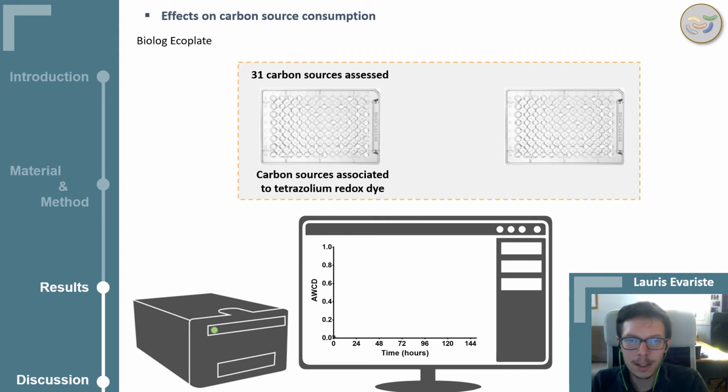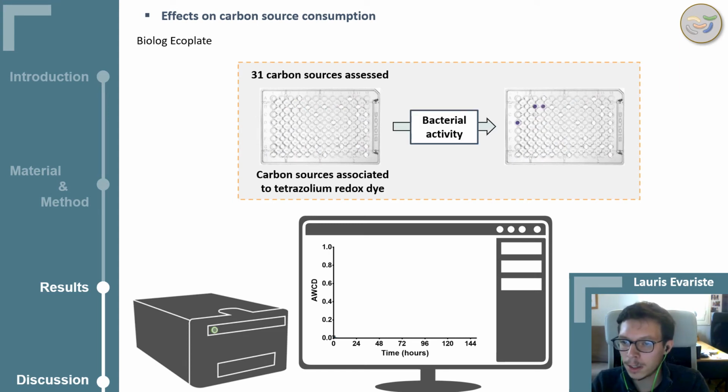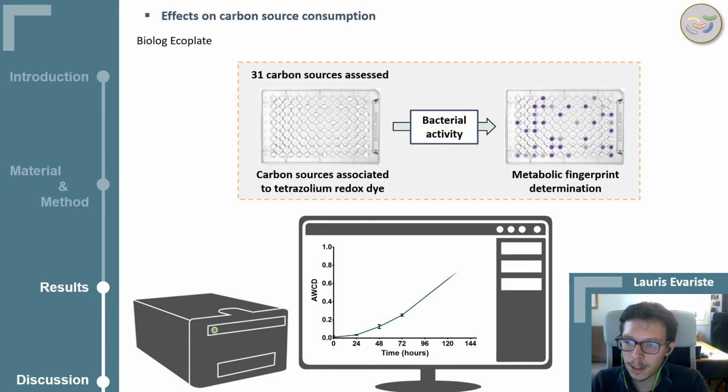To assess the effect on carbon source consumption, we used Biolog EcoPlate. With this plate, 31 different carbon sources can be assessed. The carbon source is associated to a redox dye that can be oxidized by bacterial metabolic activities. And this produces a purple stain that can be analyzed and read using a plate reader.